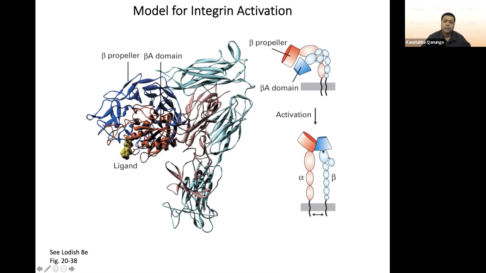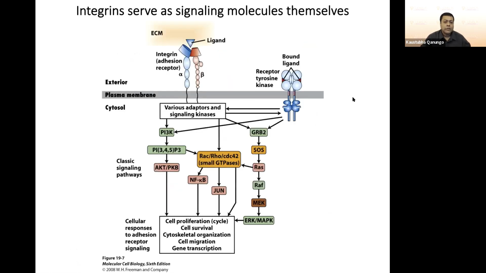So this is the overall process. Here you can see that integrins are a very universal molecule. They can serve as a signaling molecule themselves as well. So make sure you carefully understand what is needed from this slide and what is not needed.